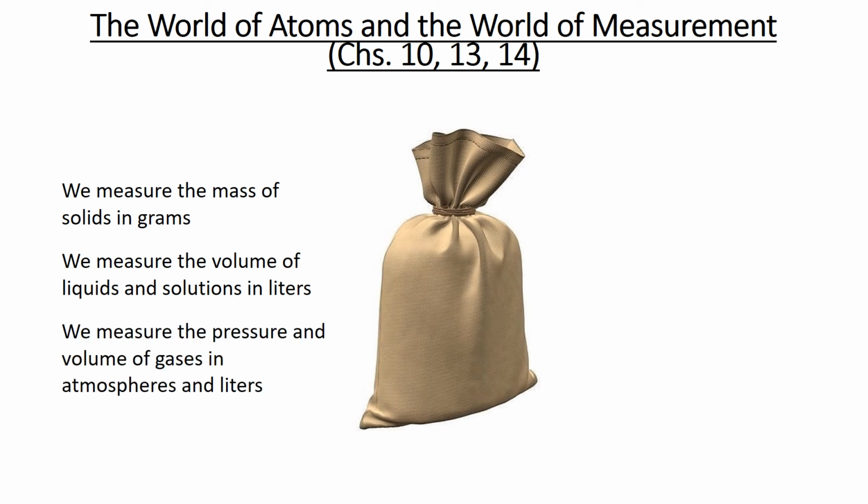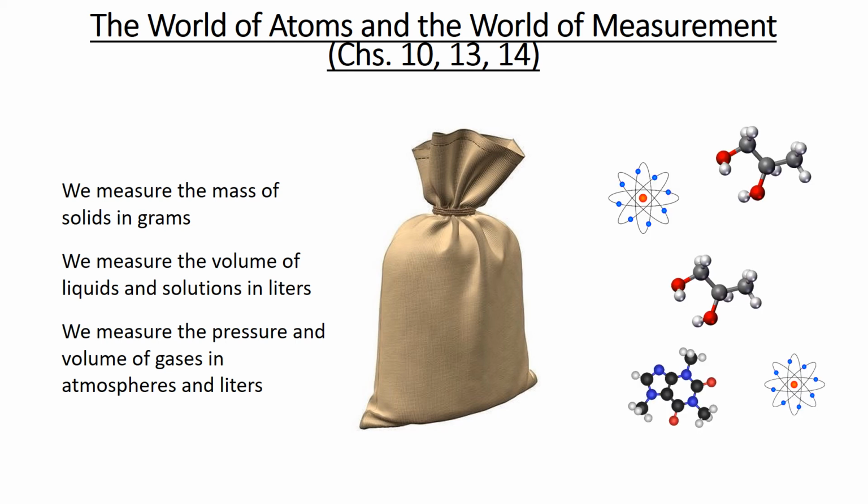And then we haven't done this in the lab yet, but we can measure the pressure and volume of gases in atmospheres and liters. Again, a sample of gas is going to have a given pressure and a given volume, and that's going to tell us how much of a gas we have. Now, whether we're measuring the mass of a solid, the volume of a liquid or solution, or the pressure and volume of a gas, all of those samples that we can measure in a lab contain billions and billions and billions of atoms.